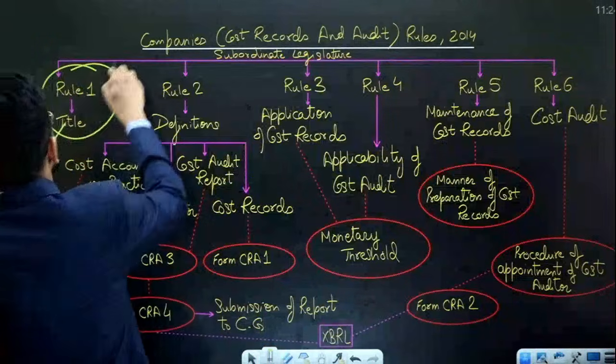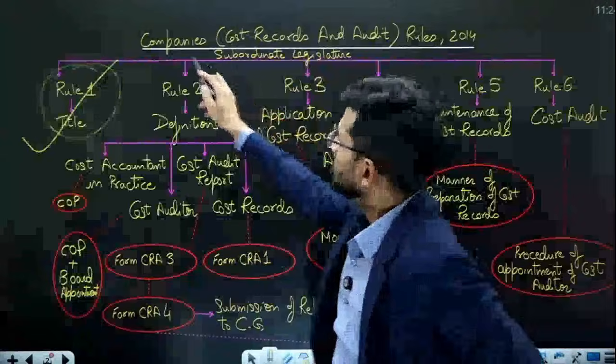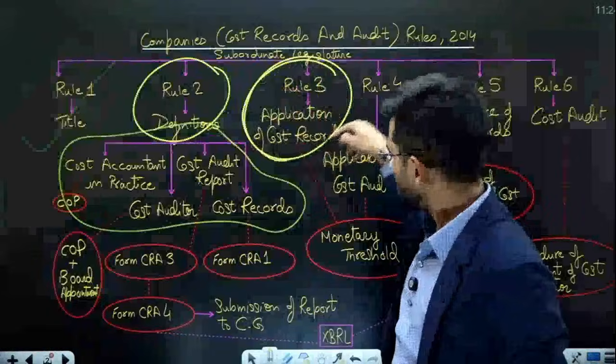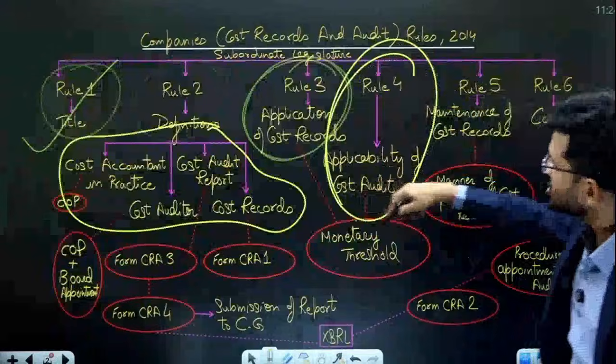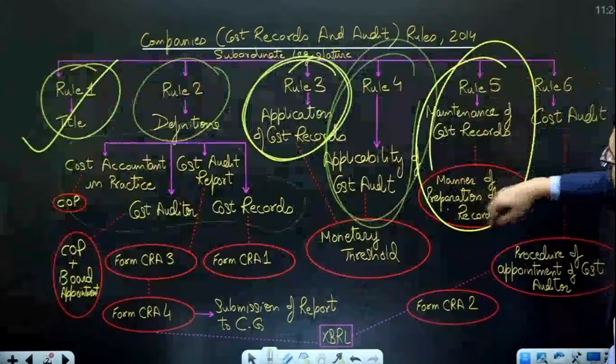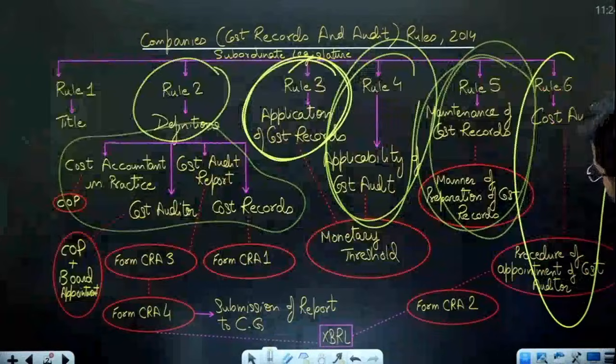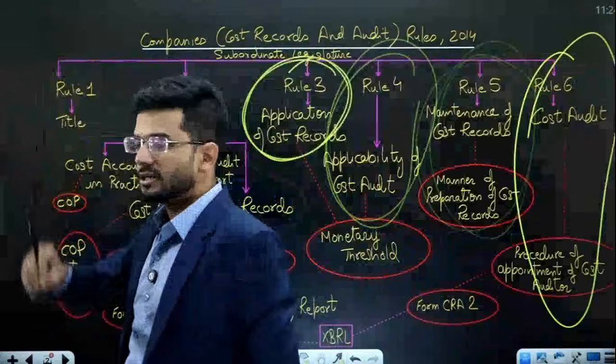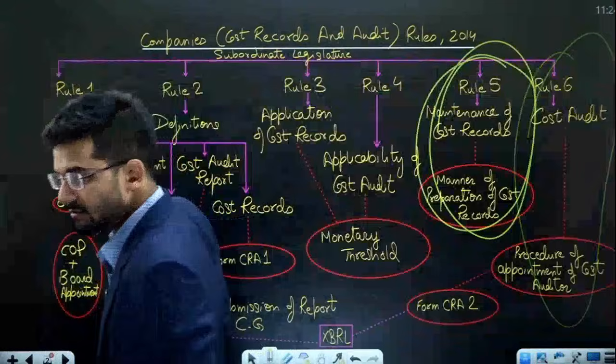So rule 1 is the title of the rules. Rule 2 are the definitions of the rules. Rule 3 is the application of cost records. Rule 4 is the application of cost audit. Rule 5 is how to maintain cost records. Rule 6 is how to get cost audit done. This is the brief snapshot of all the rules that we are going to discuss today in our session.